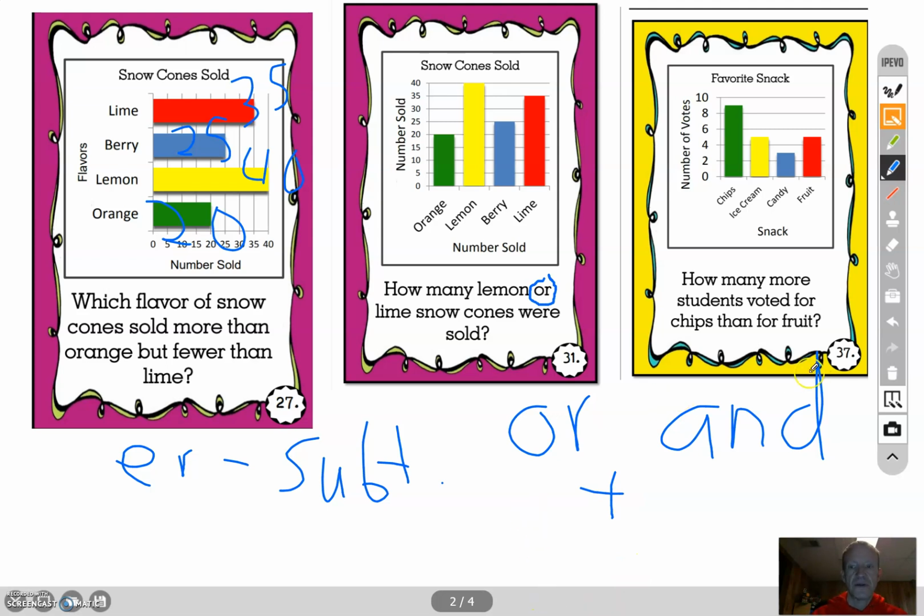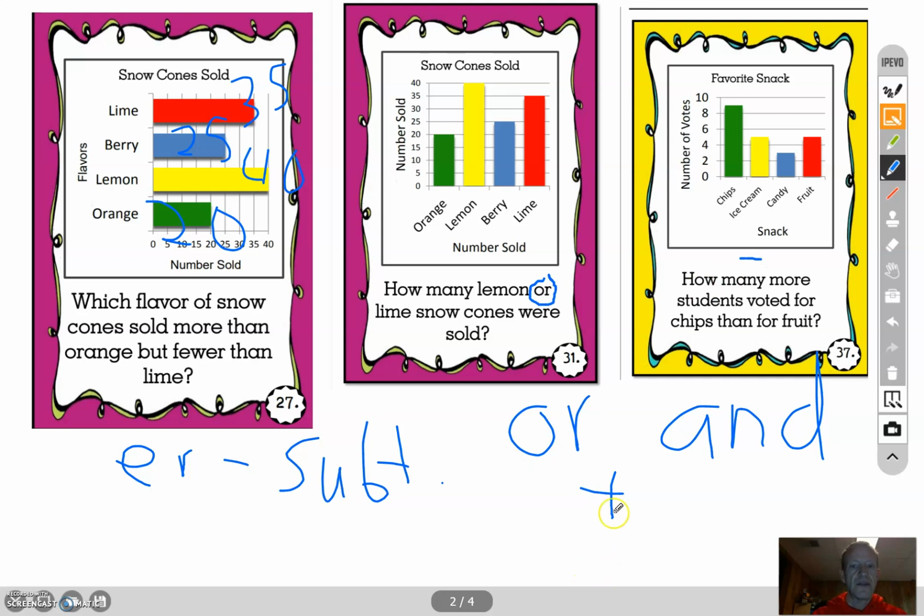Okay, so we went through some of the questions. This one says how many more. We know what to do for that. Think about it real quick and see if you remember. And if you said subtraction, that would be the correct choice.